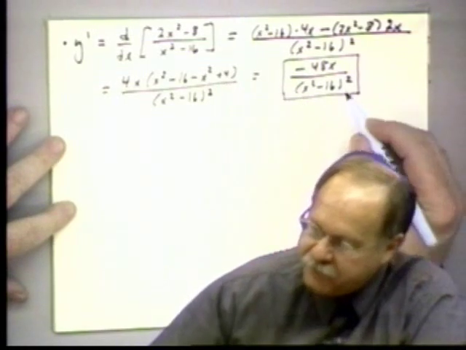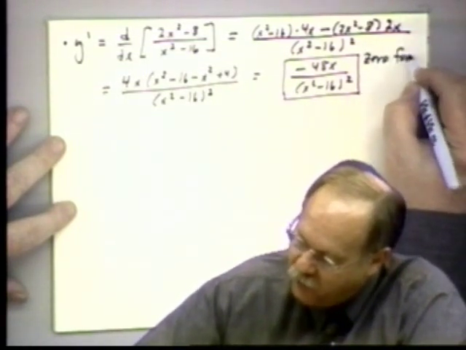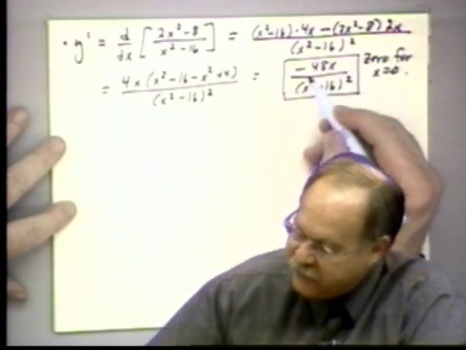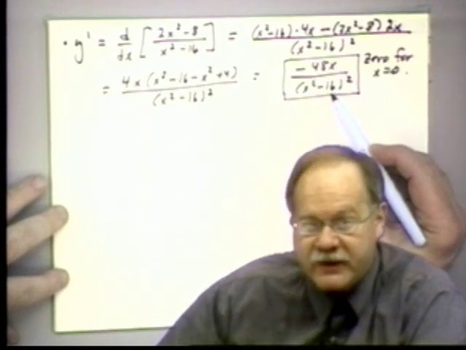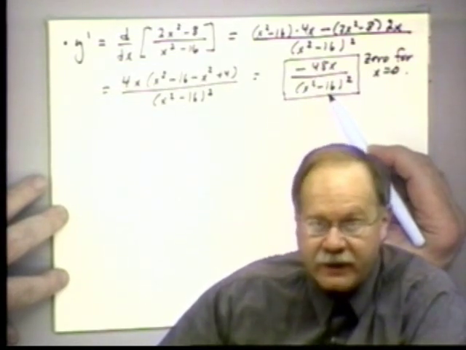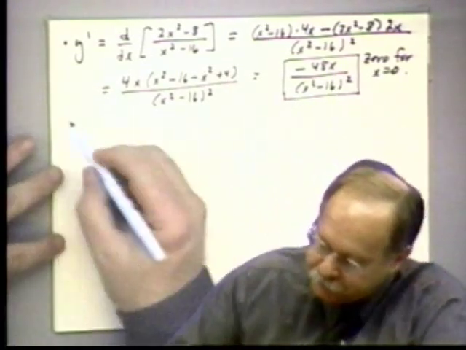I'll be using this. When is this first derivative 0? Well, it's 0 for x equals 0. And that's the only time this is 0. It's also undefined at 4 and minus 4, but then the original function had that problem too. It's just worth noting that we'll have to mark those places.